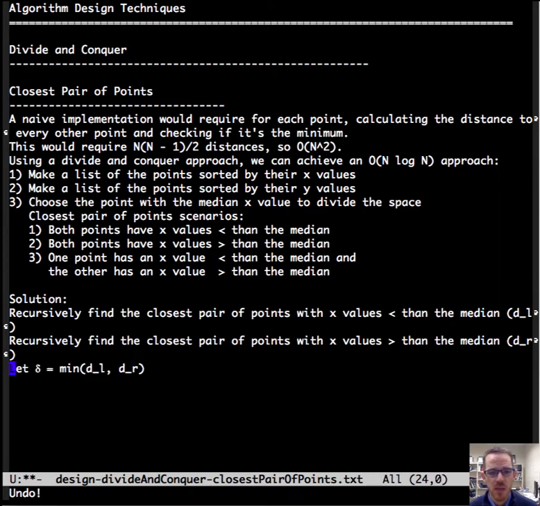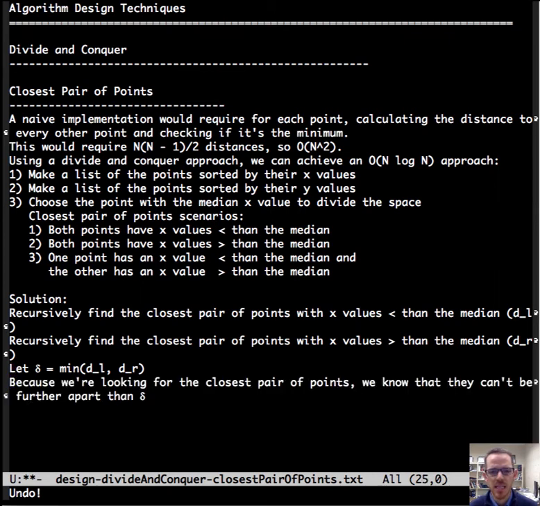Now we've solved scenarios 1 and 2, but we're not done yet, because the closest pair of points could be on both sides of the median. It could be the third scenario. So we're going to let delta equal the minimum between d sub l and d sub r. And because we're looking for the closest pair of points, we know that they can't be further apart than delta. So let's see this.